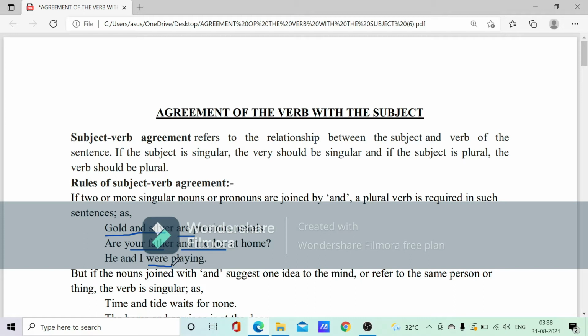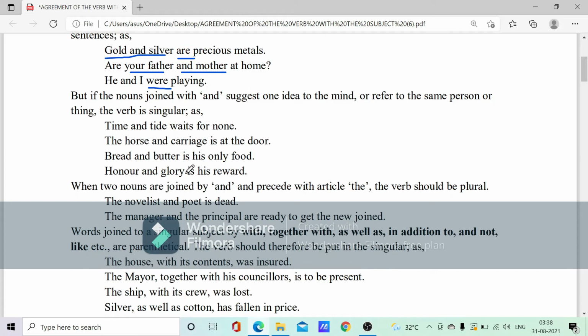But what happens when you would find that two subjects are joined with and referring to the singular or same idea or same person? In that case, what to do? Then you are not supposed to apply a plural verb with this subject, right? Why? Let us first see some of the examples. Here we have one example, time and tide waits for none. You see here waits. If you add s or es with the first form of the verb, then it becomes singular.